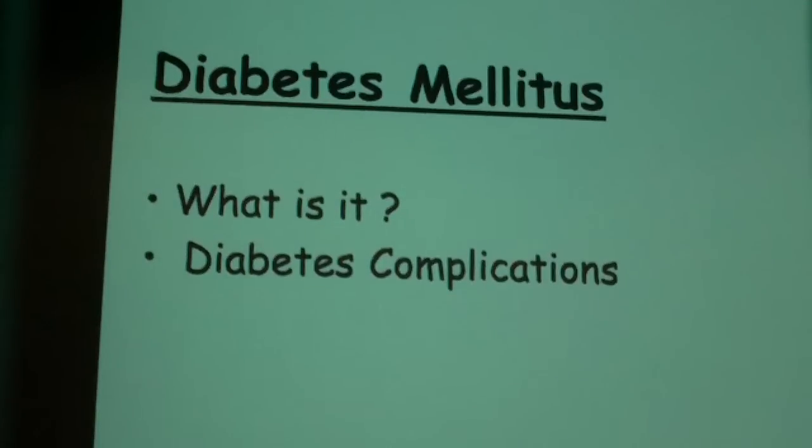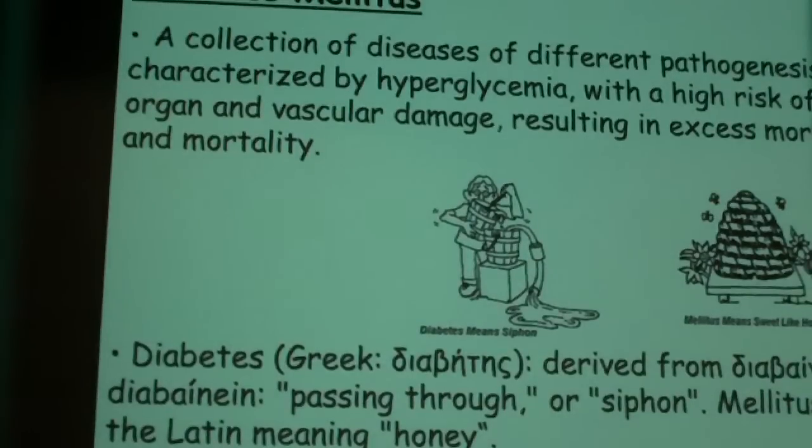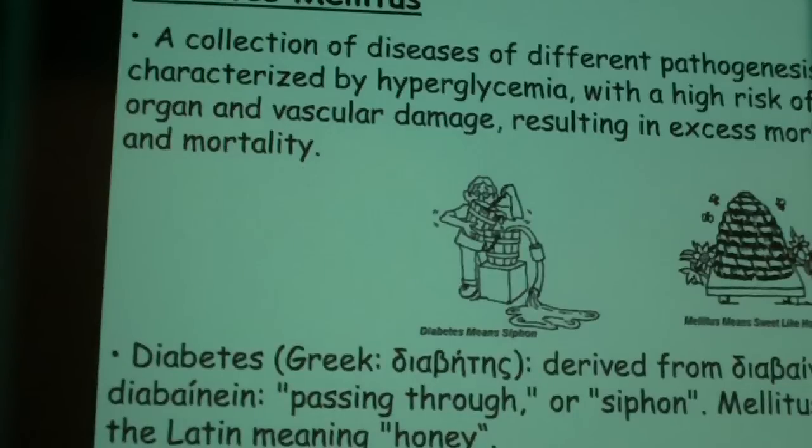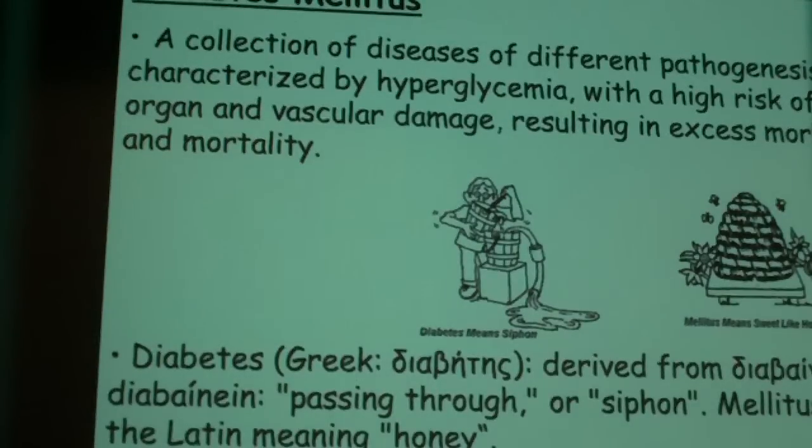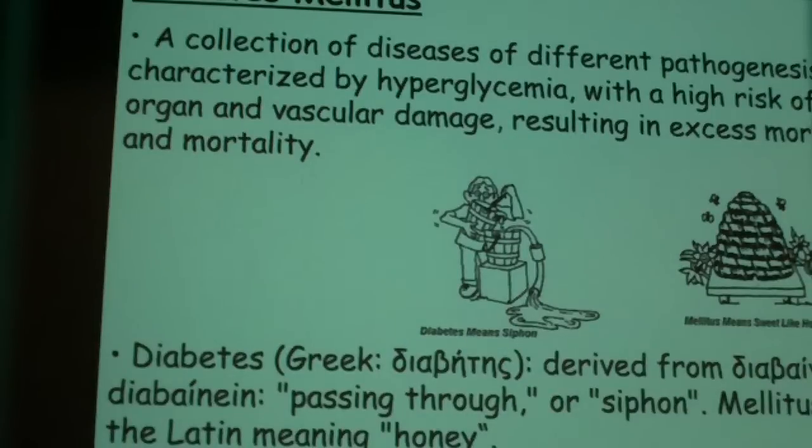So what is it? And what are the complications? I think you know a lot about this, but I will just introduce or go on with the slides a little bit quick, and then you are all up to date. So what does it stand for? Diabetes mellitus is a collection of diseases, I will come back to this, characterized by hyperglycemia with a high risk of organ and vascular damage, resulting in excess morbidity and mortality. And that is why it's useful for screening.